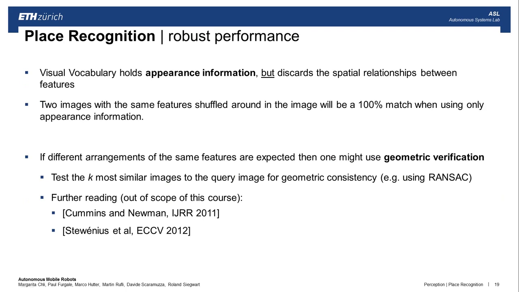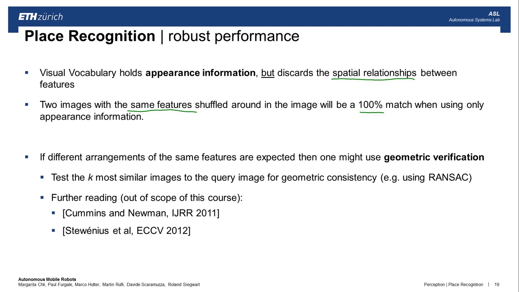Now, the visual vocabulary holds only appearance information. That means it discards any spatial relationships between the features themselves. So when this is the case, it means that two images that have the same features but only shuffled around in the image would be a 100% match when we use only appearance information.